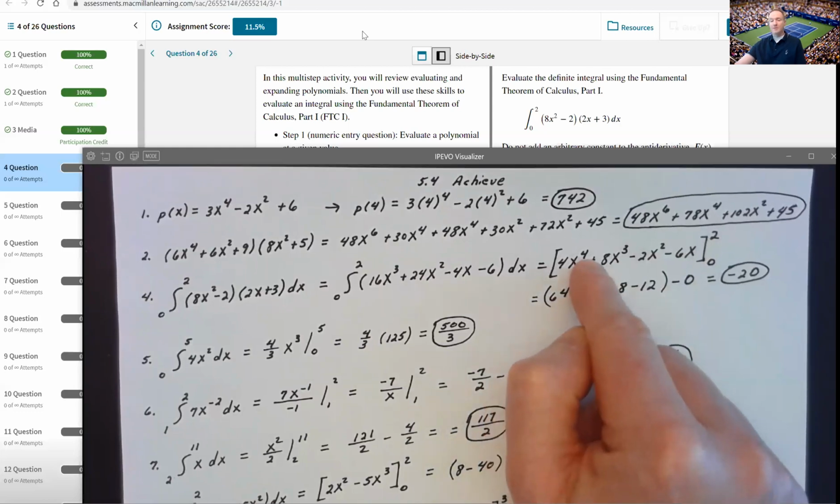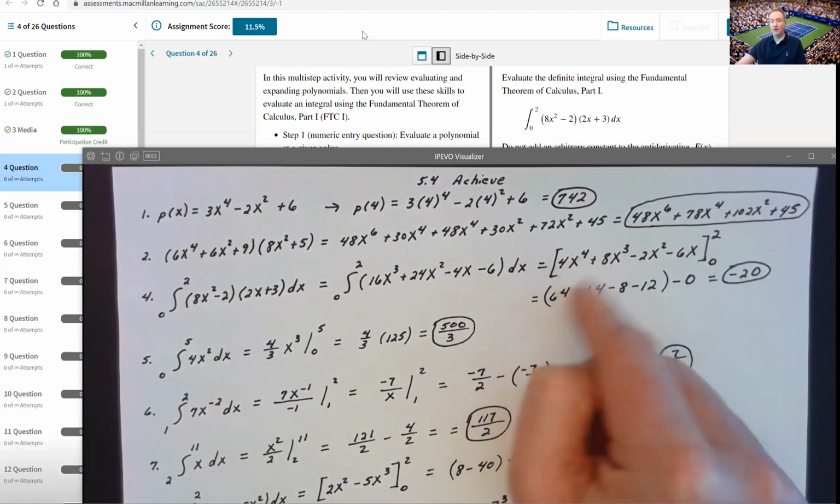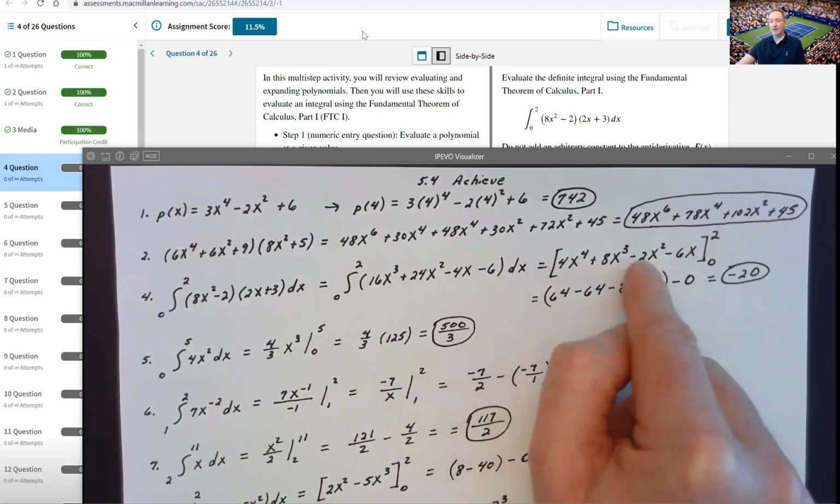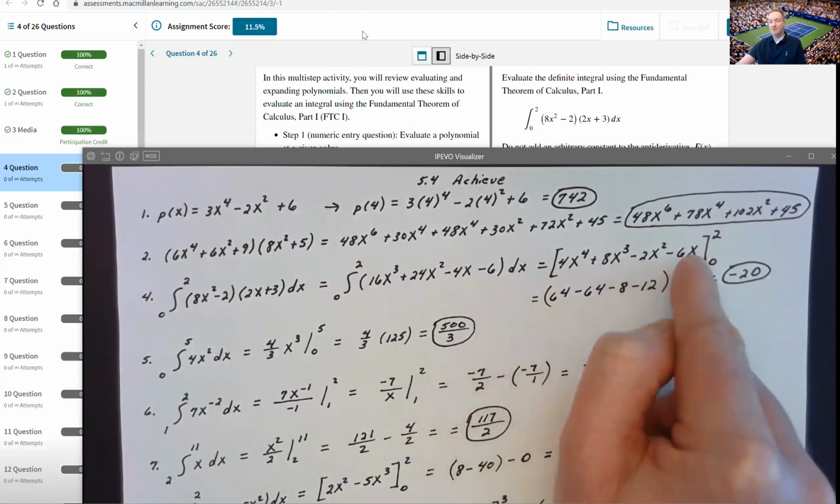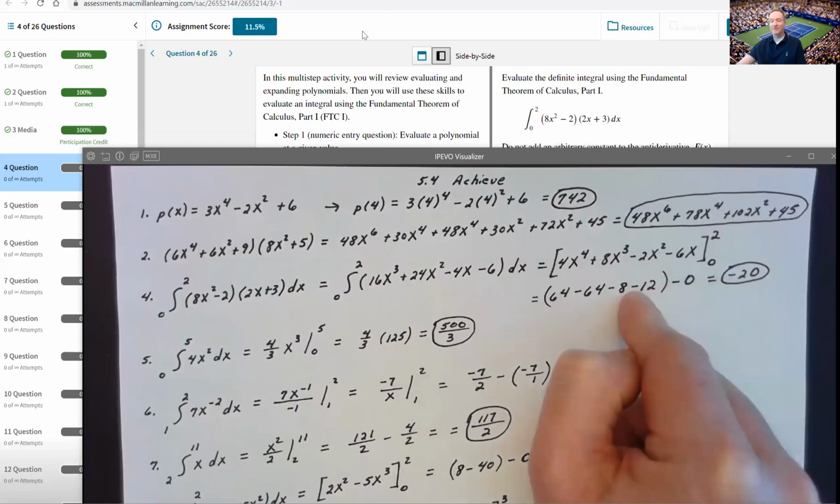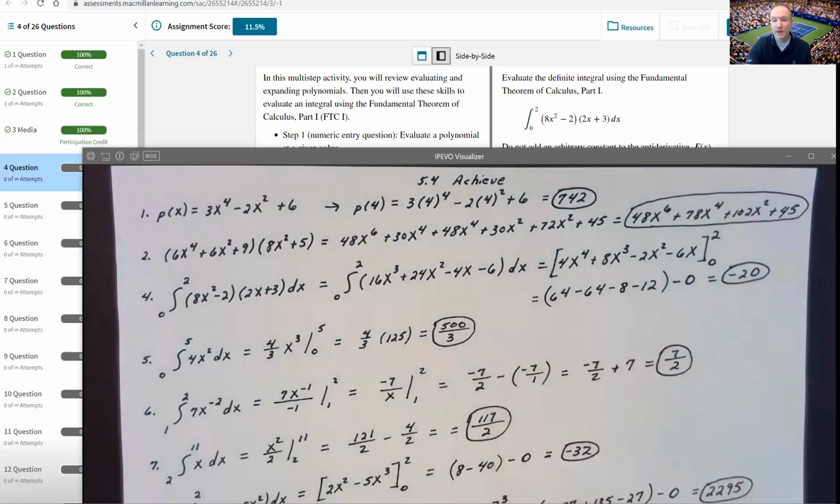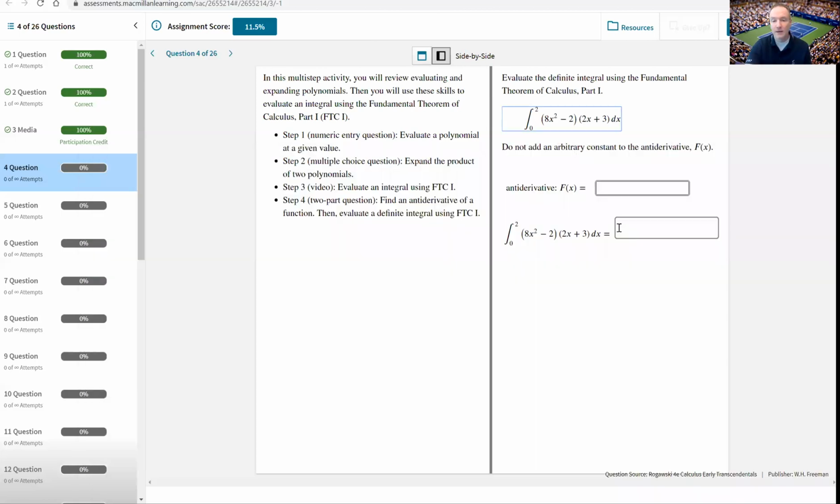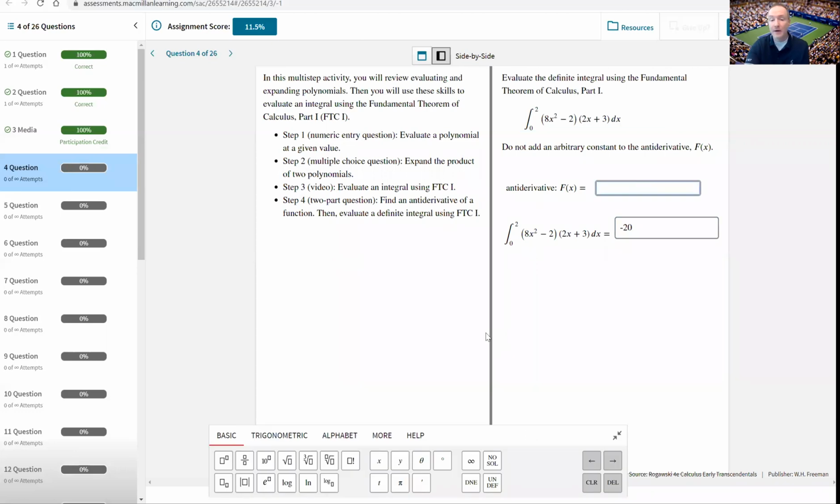I said 4 times 2 to the fourth, that's 4 times 16, 64, plus 8 times 8, 2 to the third is 8, for 64. Those two just cancel each other out. Then I have minus 2 times 4 is 8. Minus 6 times 2 is 12. I get my minus 8 times minus 12 for a total of minus 20. Now, when we go to the page and enter that in, it should be what they're looking for, the negative 20.